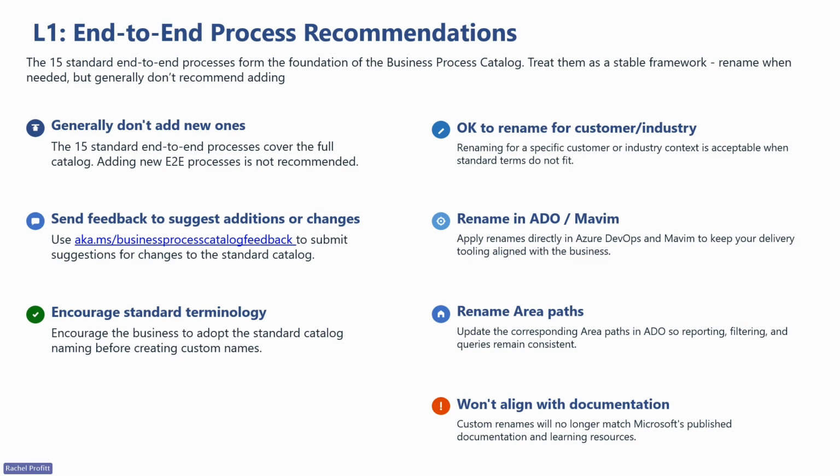The end-to-end processes are meant to be a stable foundation for the entire catalog. The 15 end-to-end processes together are meant to cover the full enterprise value chain. Because of that, the guidance is very clear. We generally don't add new ones unless there is a specific need, as is the case with the Rent to Return end-to-end process that is coming soon. If something feels missing, the right path is to submit that through the catalog feedback process rather than creating a new structure locally. And that link is here on the slide.